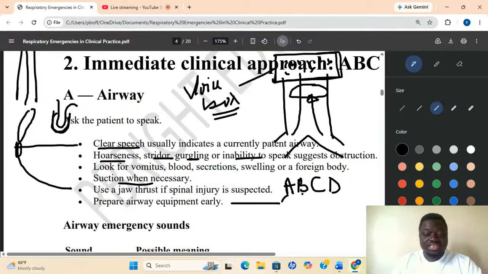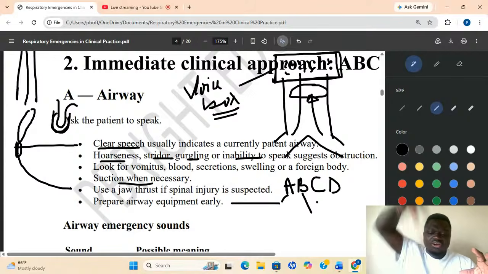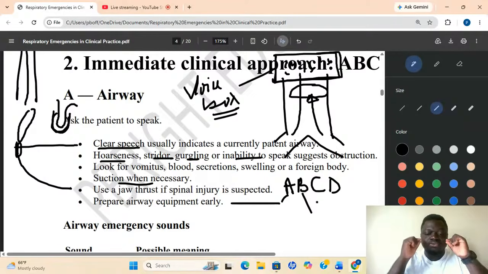Now the breathing. What equipment can I use to push oxygen down, or what equipment can I use to bring oxygen out? So we have the simple face mask, we have the nasal cannulas. They help in breathing, to deliver oxygen. Yes, we go up to the CPAP machine. We have the BiPAP machine is also there.